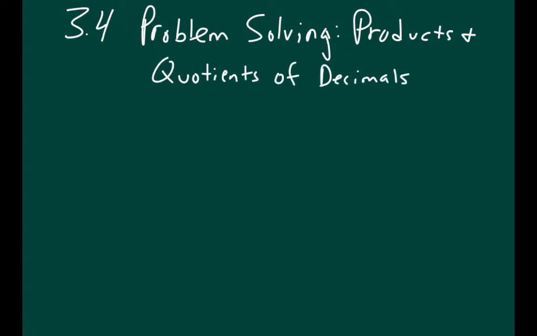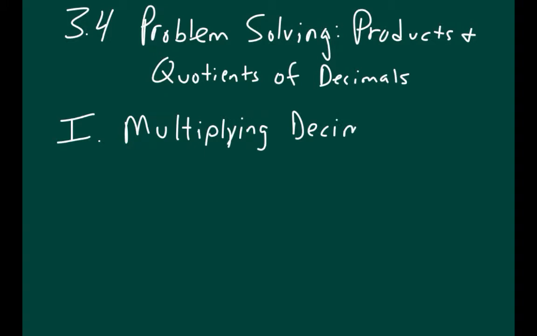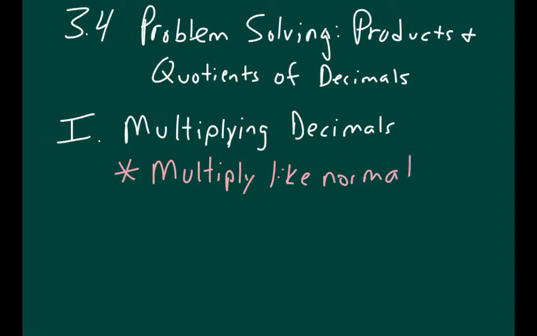Really, the first part of the notes is how do you multiply decimals? The second part of the notes is how do you divide with decimals? So Roman numeral 1 is multiplying decimals. Here are the two rules. You multiply like normal. So that you guys are pretty good at.